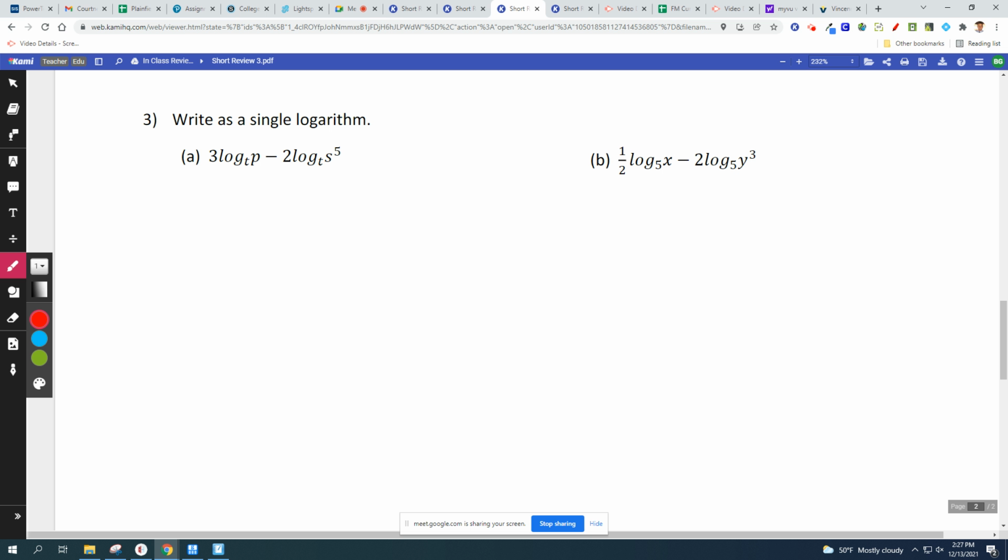Number 3, as a single logarithm. So we definitely need to know how to do this. I know that the minus is going to change to division. I know that this 3 is going to go back and be an exponent. This 2, same thing, going to go back and be an exponent.